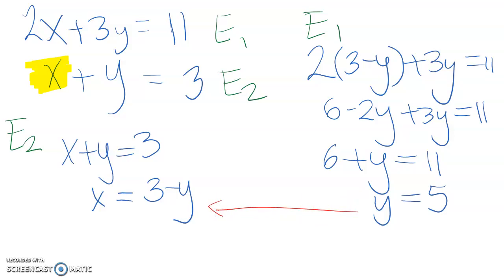But if we know y, we just made an equation to solve for x. So this is x equals this equation. I'm going to plug y into there. So x equals 3 minus 5, because that's what y was, and that is negative 2.